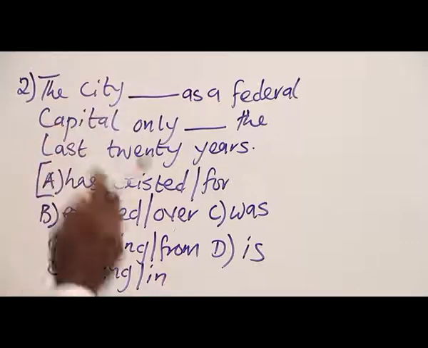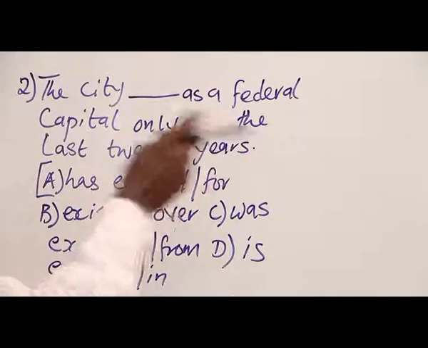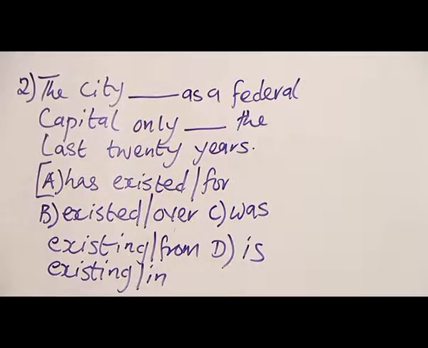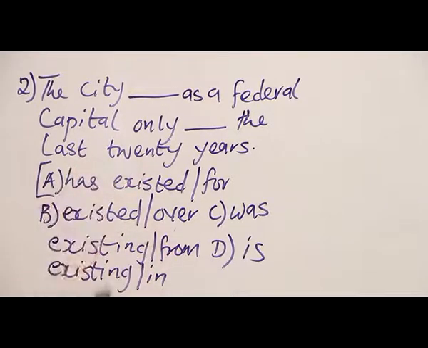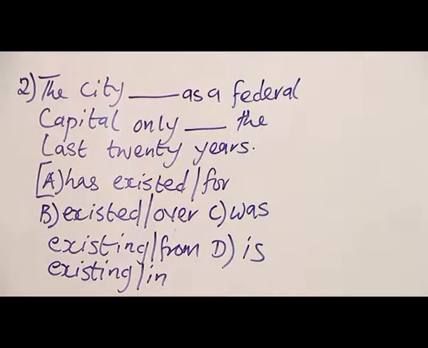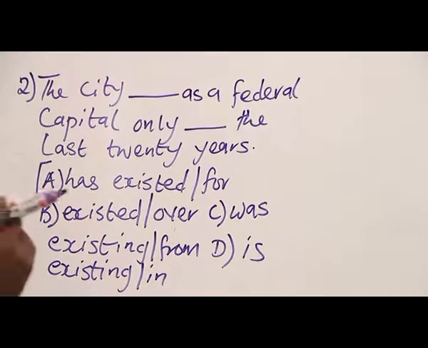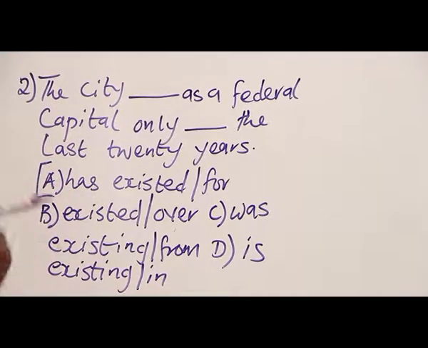Now that means it should read this way: the city existed as a federal capital only over the last 20 years. Then we have B. C was existing stroke from. That is, the city was existing as a federal capital only from the last 20 years. Then we'll have D, is existing stroke in. That is, the city is existing as a federal capital only in the last 20 years.